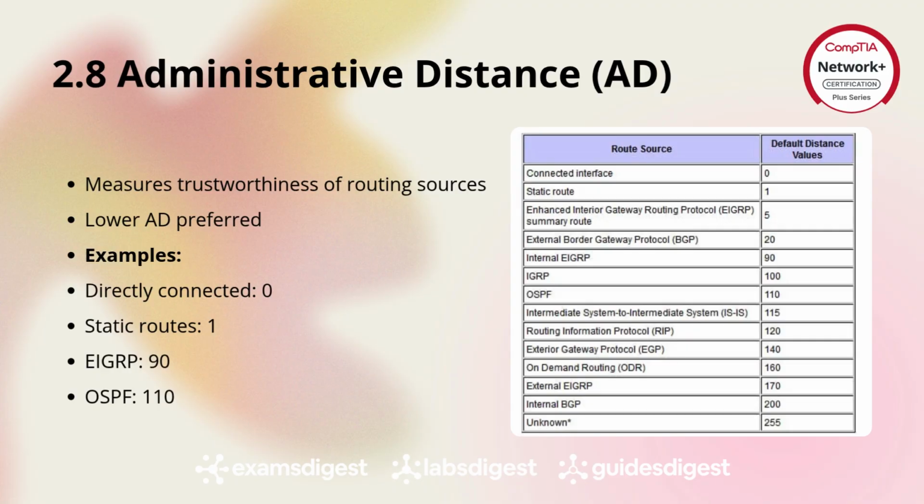Administrative distance is a value that indicates the trustworthiness of a route. If a router learns about the same destination from different routing protocols, it uses the administrative distance to decide which route to prefer. Lower values are considered more trustworthy. For example, directly connected routes have an administrative distance of 0, making them the most preferred. Static routes have a distance of 1, while dynamic protocols like EIGRP and OSPF have higher values.